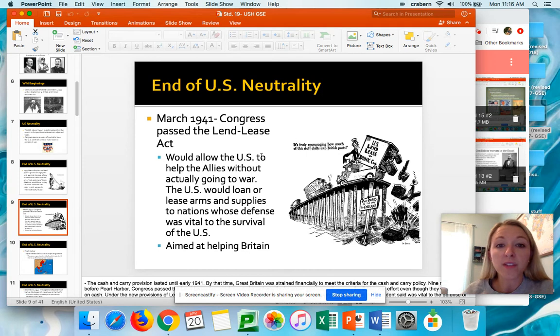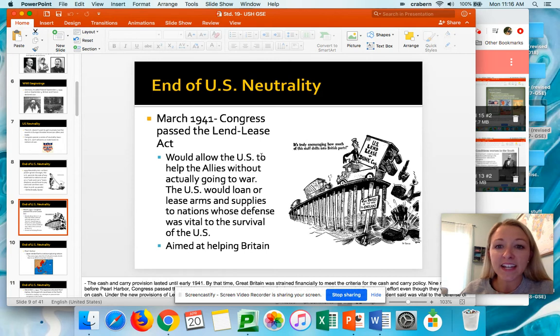So it says that we will loan or lease arms, weapons, supplies, whatever, to nations whose defense was vital to the survival of the US, aka our allies, right? The people that we trade with. So again, this is aimed at helping Britain and France. This is aimed at helping our allies that we trade with.